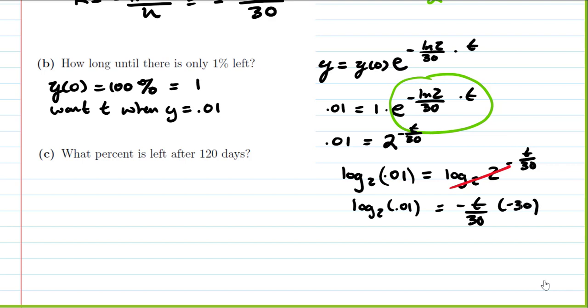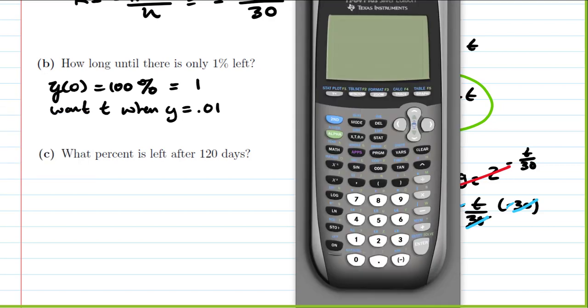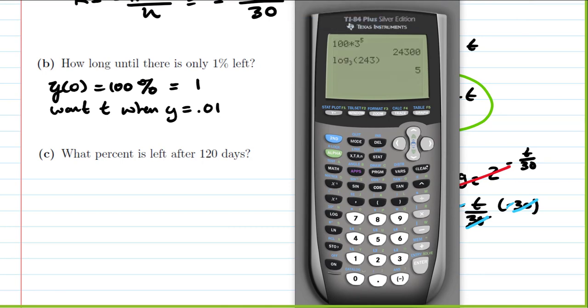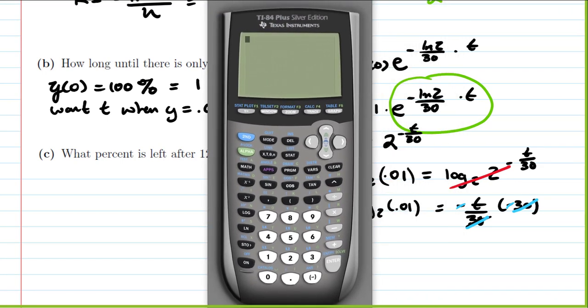So we multiply by negative 30, multiply by negative 30, and we get t. So then we just punch this into our calculator. And I said it kind of fast last time. If we don't remember, where is the logarithm with an alternate base? So we're going to have negative 30, and then we press alpha and window. Choice number 5 is our logarithm with a different base. So we go down to choice number 5.